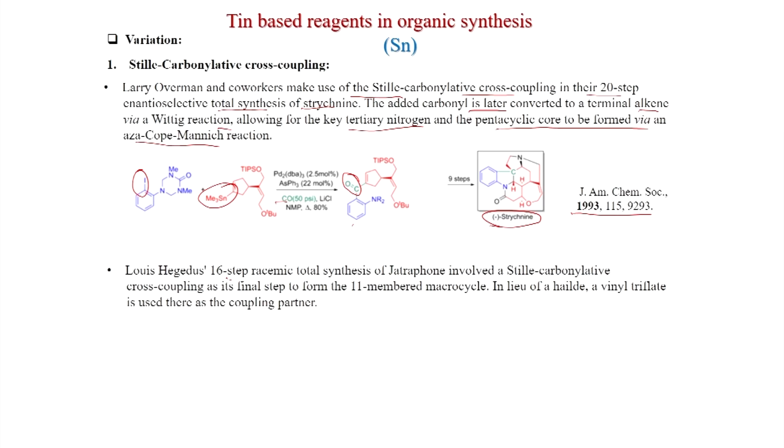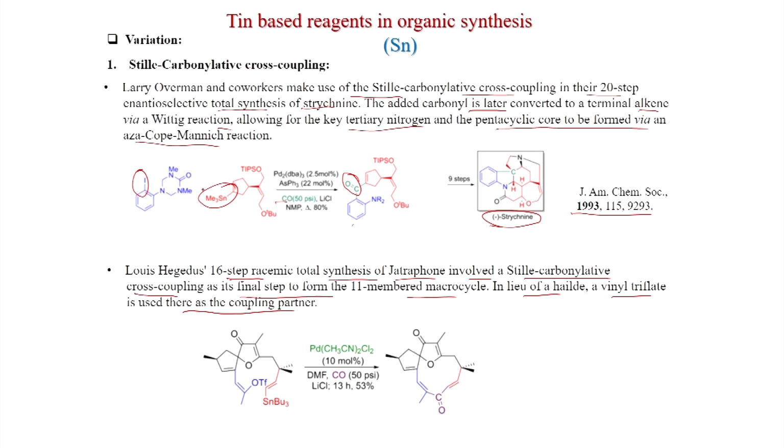Louis Hegedus's 16-step racemic total synthesis of jatrophone involved a Stille carbonylative cross coupling as its final step to form the 11-membered macrocycle. In lieu of a halide, a vinyl triflate is used there as the coupling partner. So, this is important. This is an intramolecular Stille coupling. Because your vinyl triflate and vinyl tin both are in the same compound, and now also they have particular geometry.